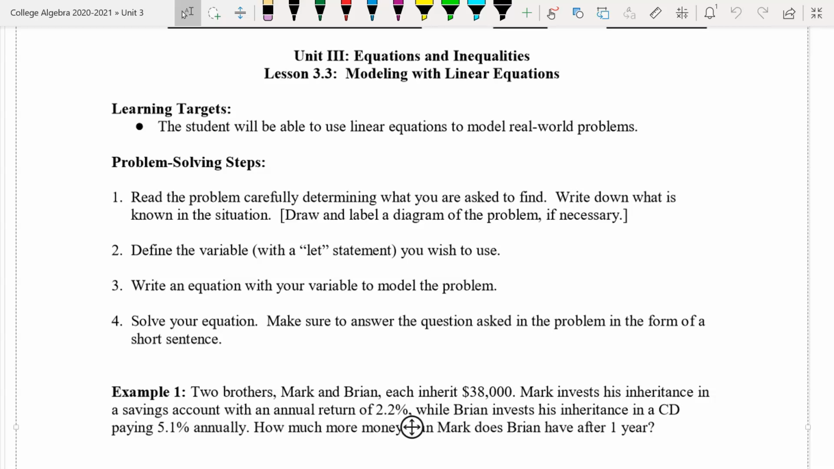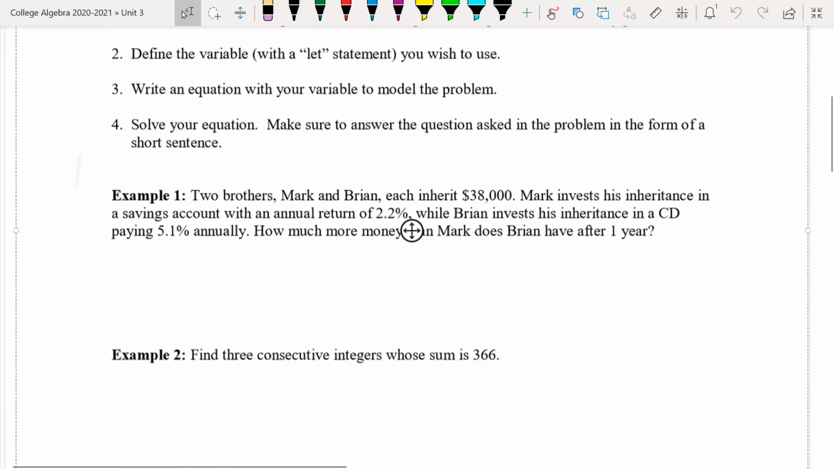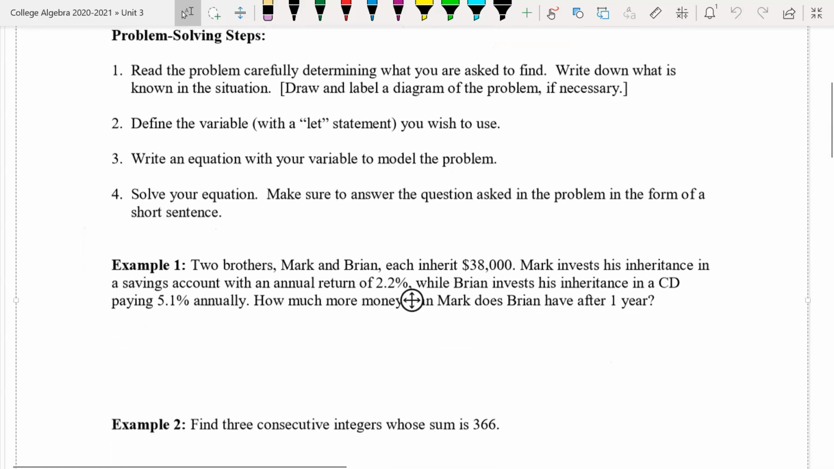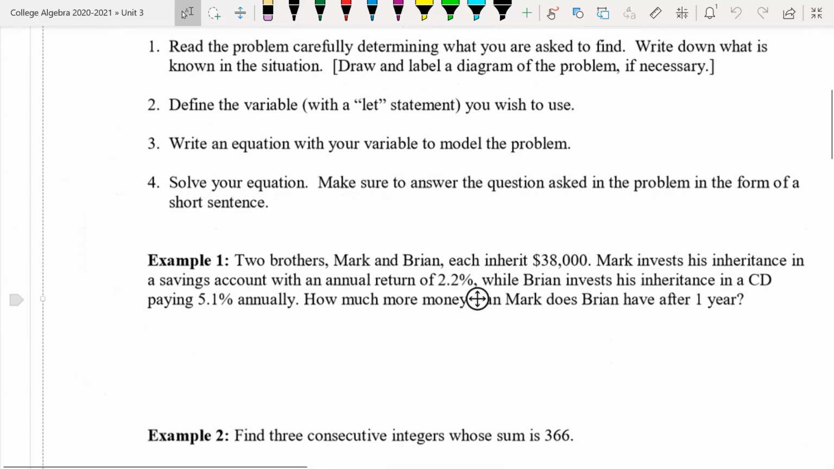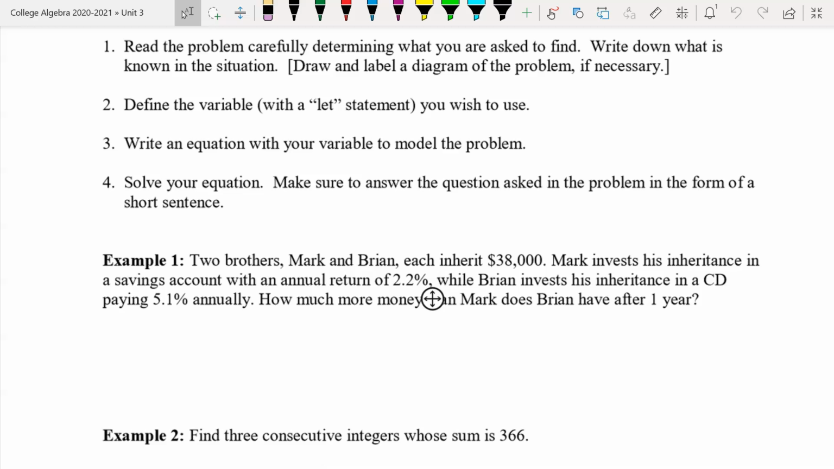Number two, define the variable with a let statement you wish to use. Number three, write an equation with your variable to model the problem. Number four, solve your equation. You can follow those general steps, but I'll kind of explain how to solve most of these problems, and these are the problems that you're going to see generally on the Hawks.